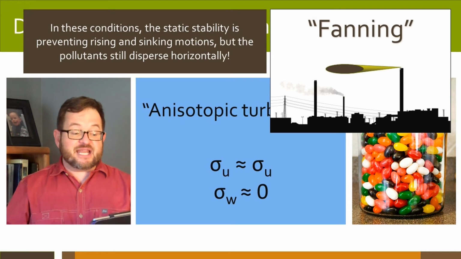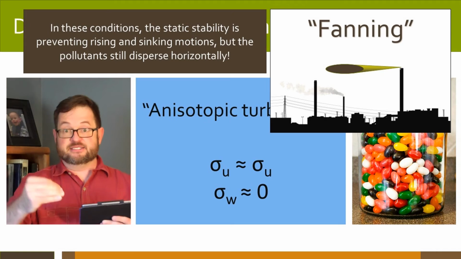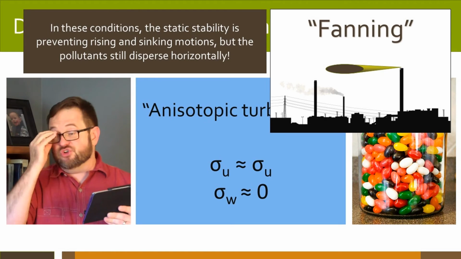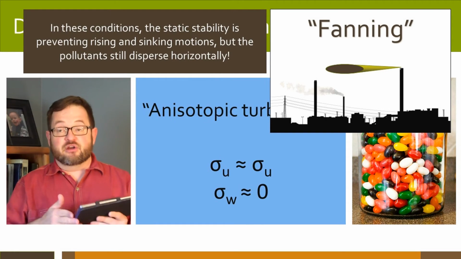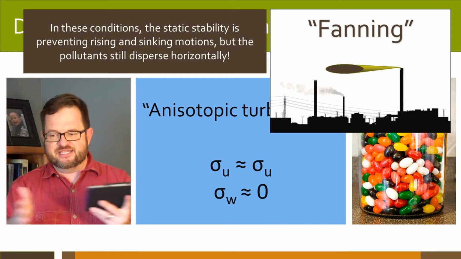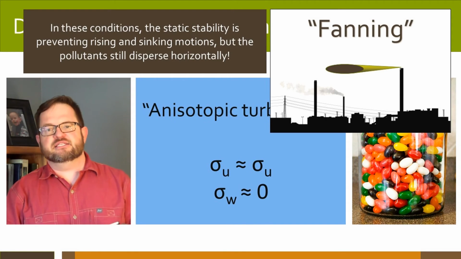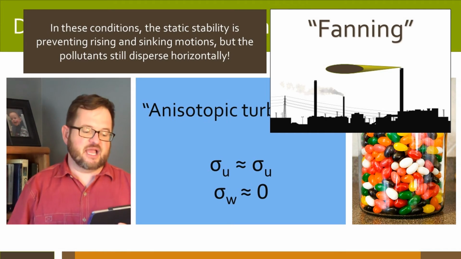So in these conditions, the static stability is preventing rising and sinking motion. There aren't any vertical eddies. There's only horizontal eddies which aren't affected by the static stability of the environment. Our pollutants then are able to transport horizontally, but are not able to transport vertically, and you get this fan shape as the pollutants spread out from your smokestack.